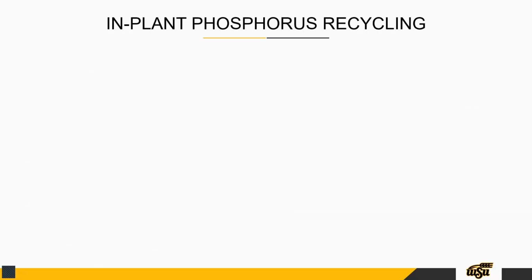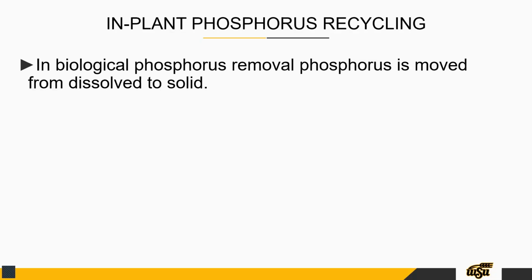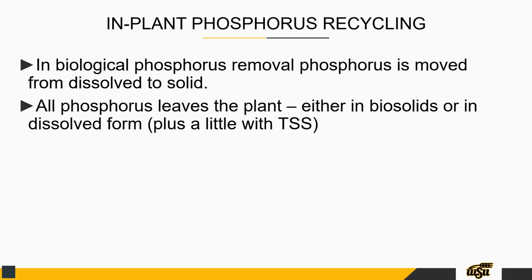To keep in mind, you also want to look at in-plant phosphorus recycling. And recycling maybe isn't the right word. That tends to be thought of as a societal good. But the idea is that you can remove phosphorus only to have it get back into your liquid stream process. Again, we won't go into all of the details, but in biological phosphorus removal, you're taking what is typically orthophosphate and moving it from dissolved in the water into the biology, which is then removed in your solid stream.